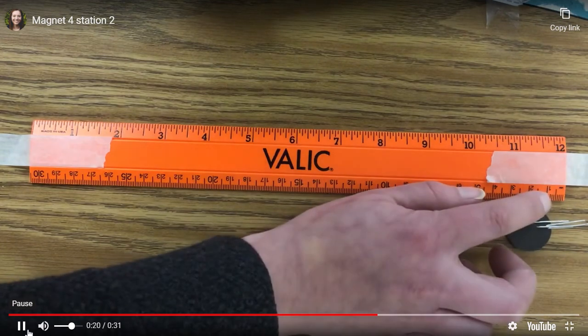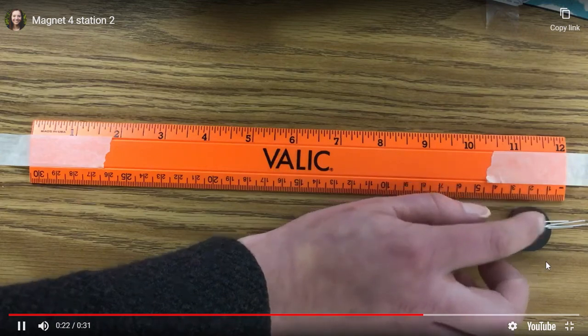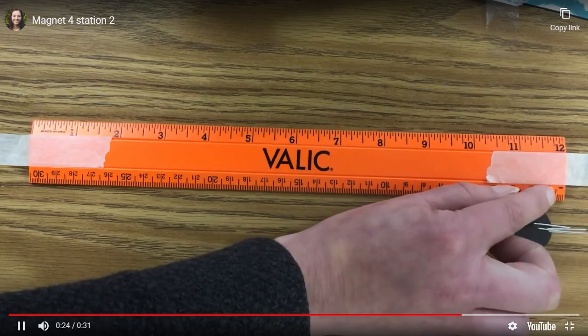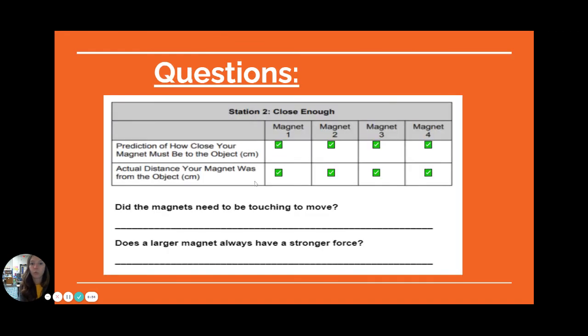All right. I think this one looks like it's at exactly 1. So for that last one, you could write 1 centimeter in the bottom box for magnet number 4. You should now have answers in all 4 boxes. That's why there are check marks. You should have numbers. Double check that you wrote cm for centimeters after each one of those numbers.